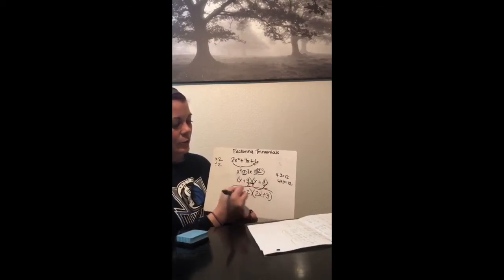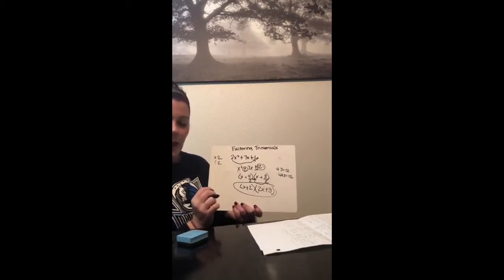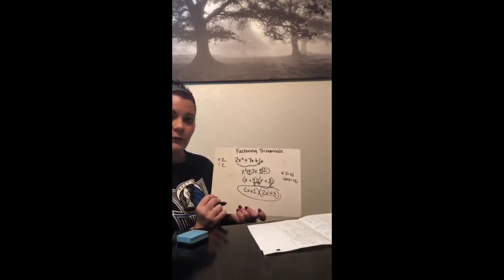And here you have this factored: 2x squared plus 7x plus 6 gives you x plus 2 times 2x plus 3. And that, folks, is how you factor trinomials.